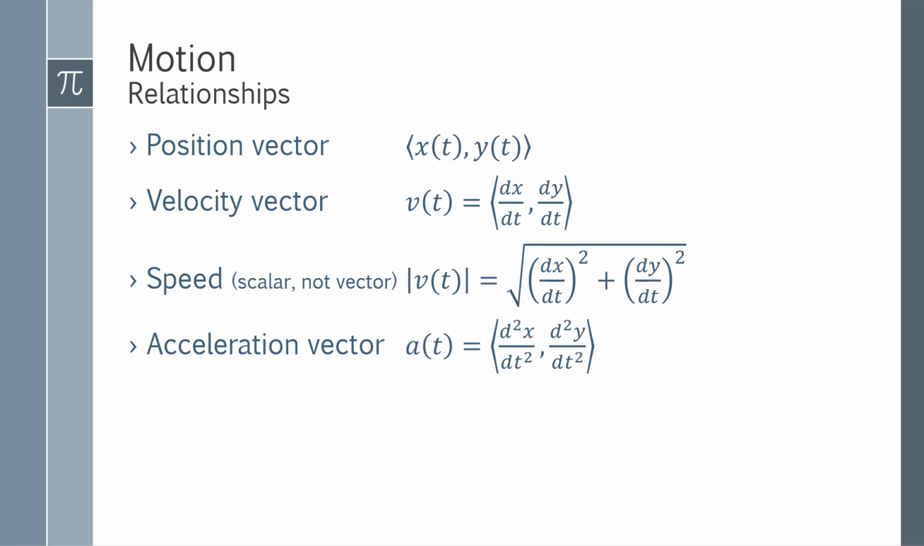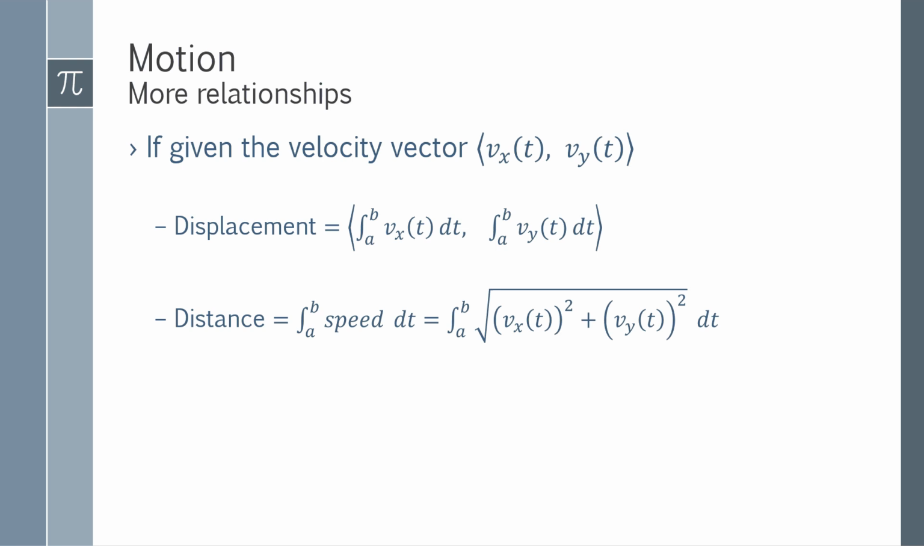Now, because we've learned integration and anti-differentiation, we could do these all backwards. So if we were given an acceleration vector and initial velocity, we could find the velocity vector. If we were given a velocity vector and an initial position, we could find the position vector. What I want to add that's a little bit new is displacement and distance given a velocity vector.